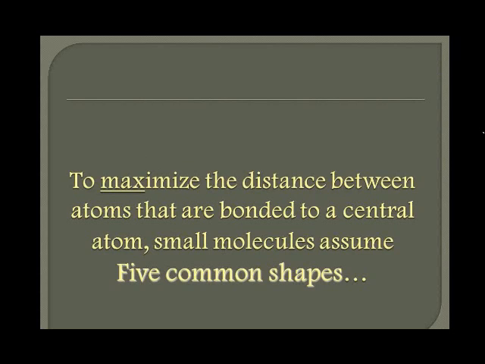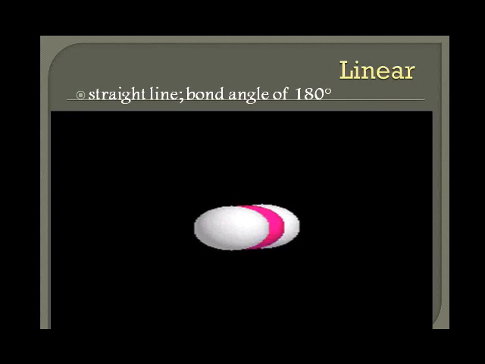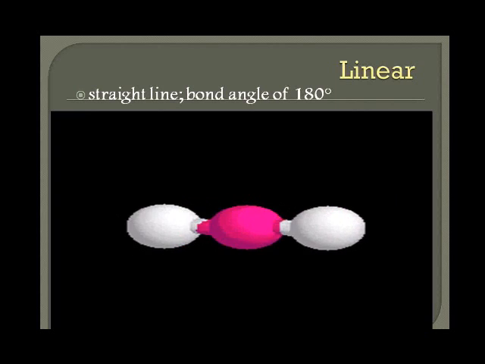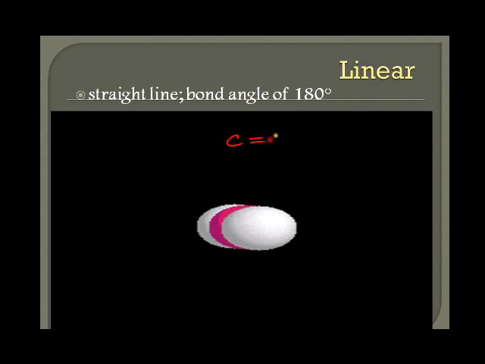So to maximize the distance between atoms that are bonded to a central atom, these molecules will assume 5 common shapes. The first is linear. This linear model appears in a straight line. The bond angle is 180 degrees. We saw this with something like carbon dioxide, and nitrogen. These were linear molecules.